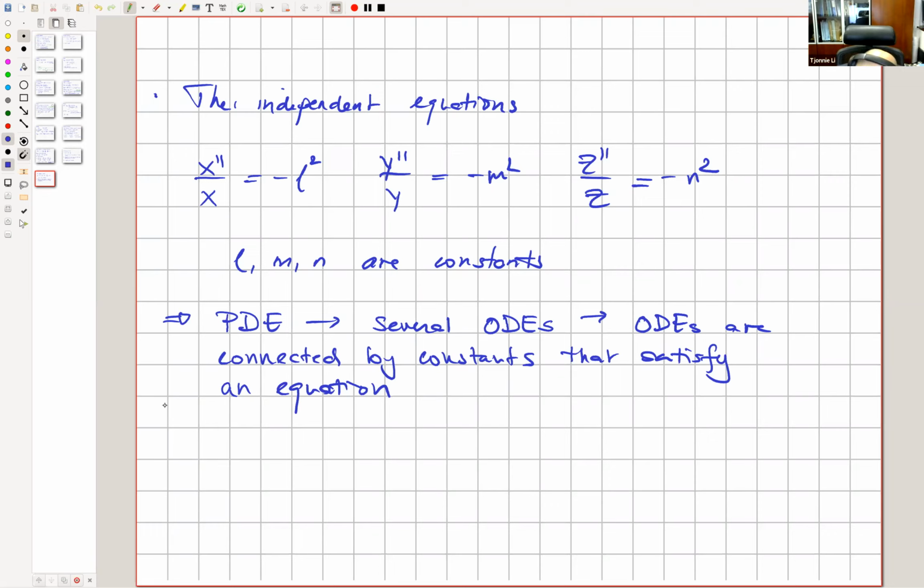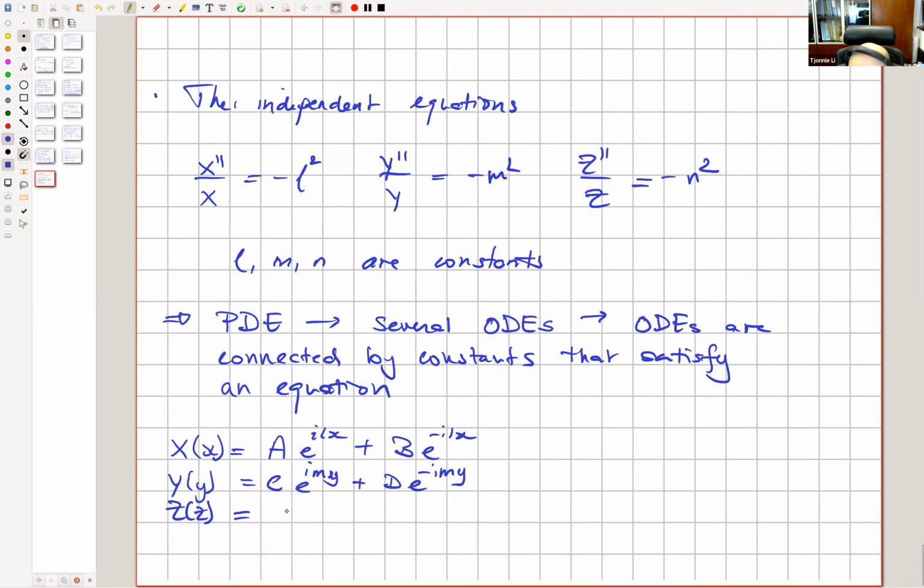So I can write big X as a function of small x being a e to the i l x. Of course, we have another one, which is b e to the minus i l x. In y, as a function of small y, we have c e to the i m y plus d e to the minus i m y, and we have z as a function of small z, and we can say big Z equals e e to the i n z plus f e to the minus i n z.